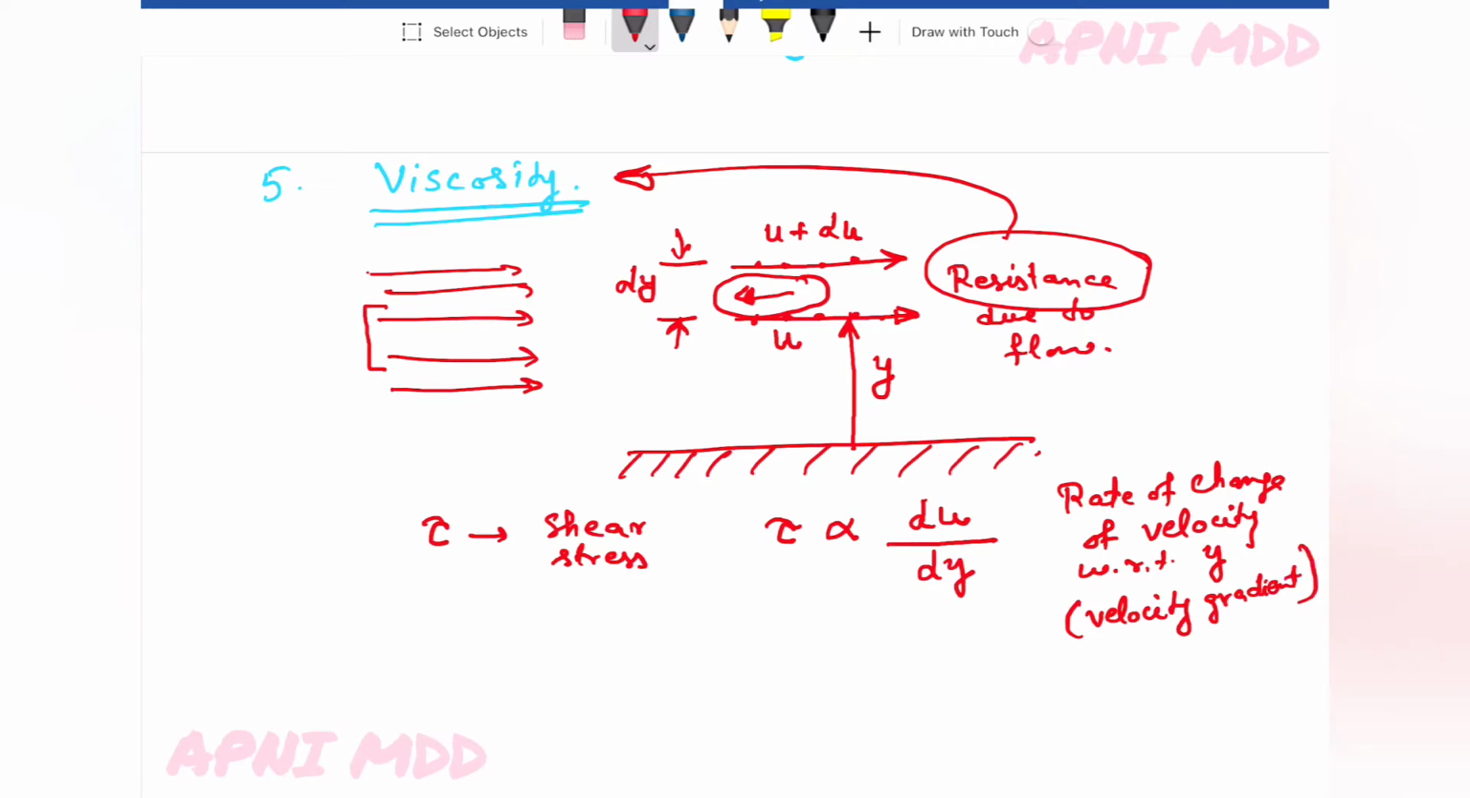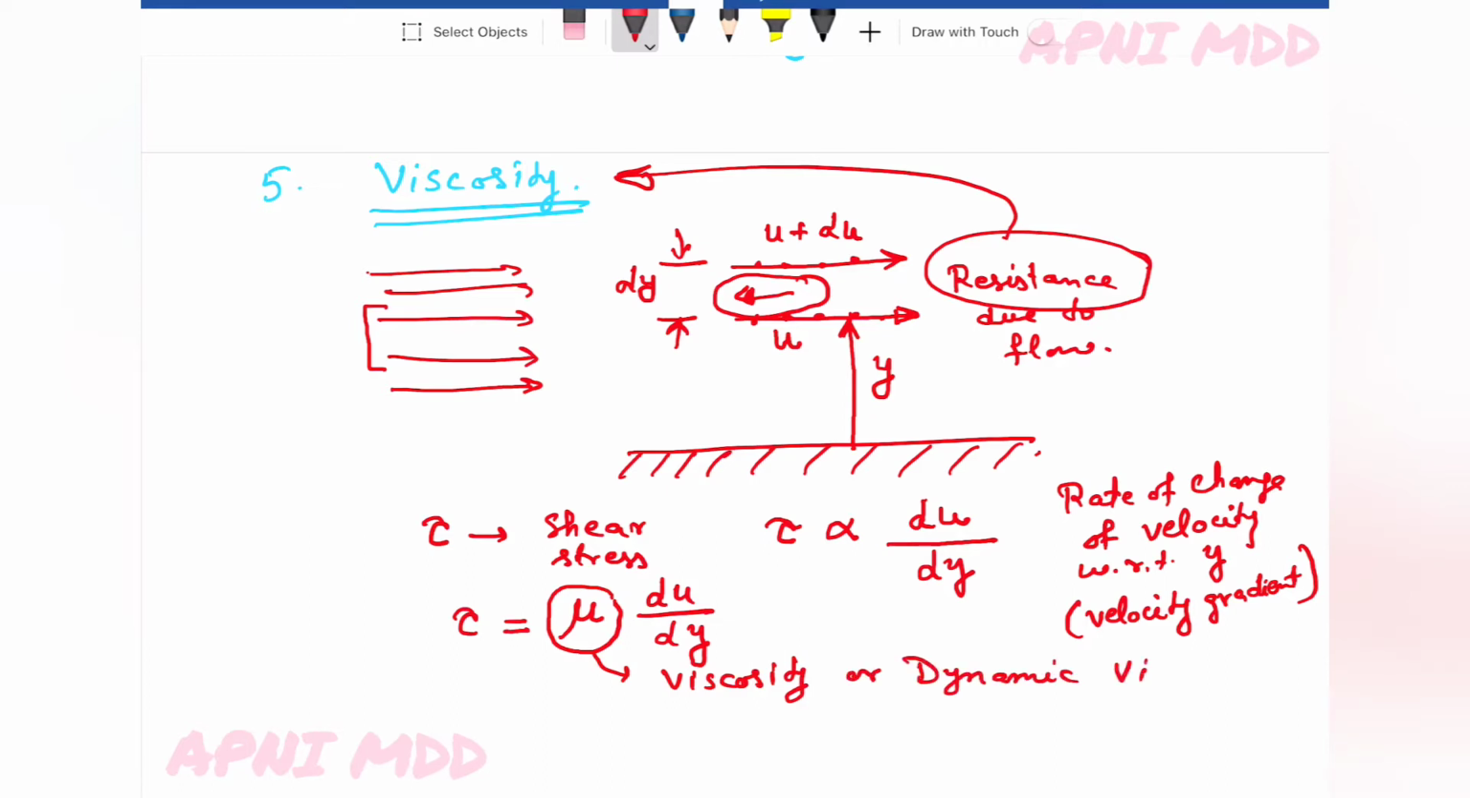Okay, so now you can write tau with an equality sign, equal to a constant of proportionality times du by dy. This constant of proportionality, mu, we call it viscosity, or dynamic viscosity.